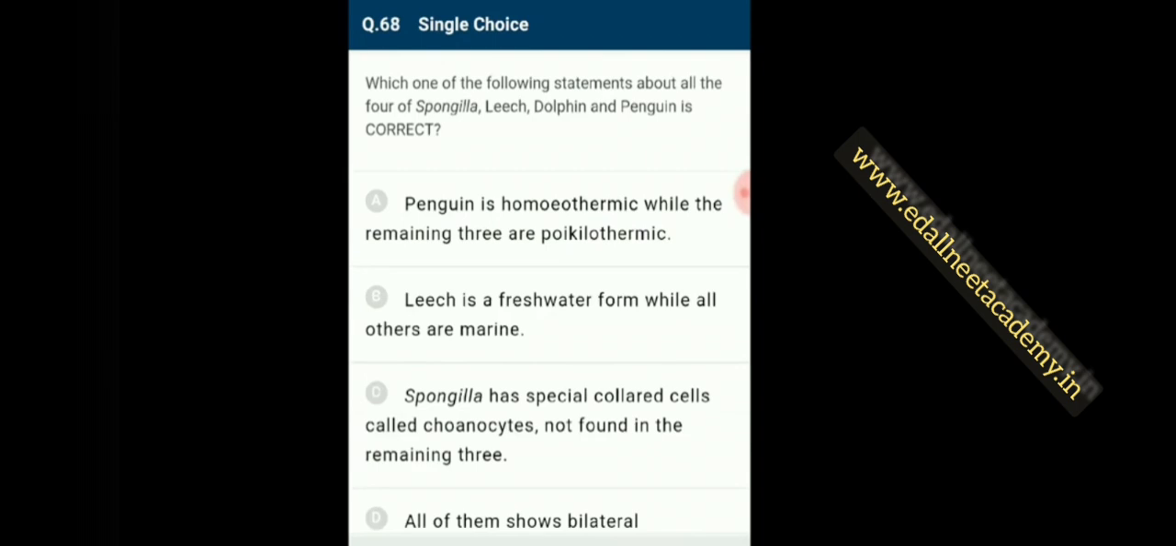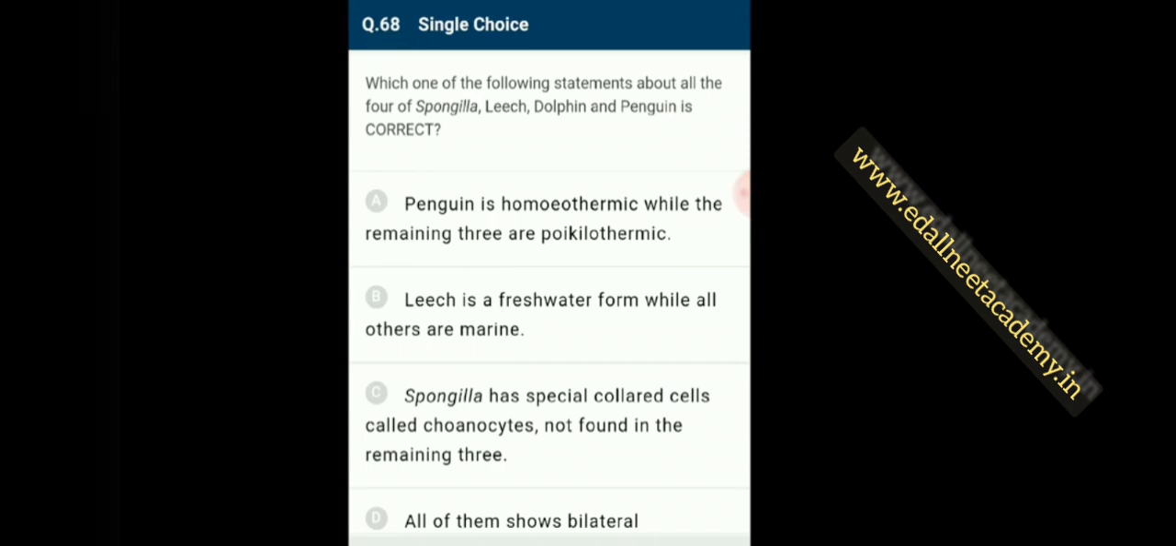Question number 68. Which one of the following statements about all 4 of Spongilla, leech, dolphin and penguin is correct? Penguin is a flightless bird belonging to the group Aves and it is a homeothermic animal. Dolphin is an aquatic mammal that gives birth to live young ones and is found in both freshwater and marine water. It is also a homeothermic animal. Leech is a segmented parasite under the phylum Annelida, majorly found in freshwater habitat. They are hermaphrodites and poikilothermic animals.